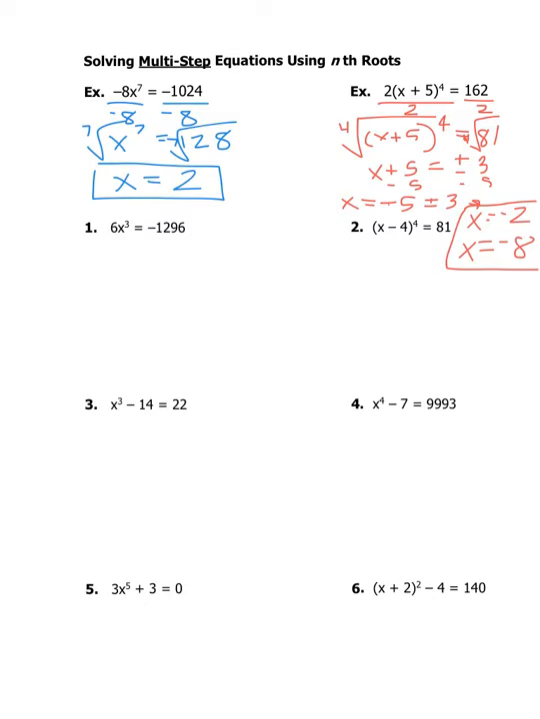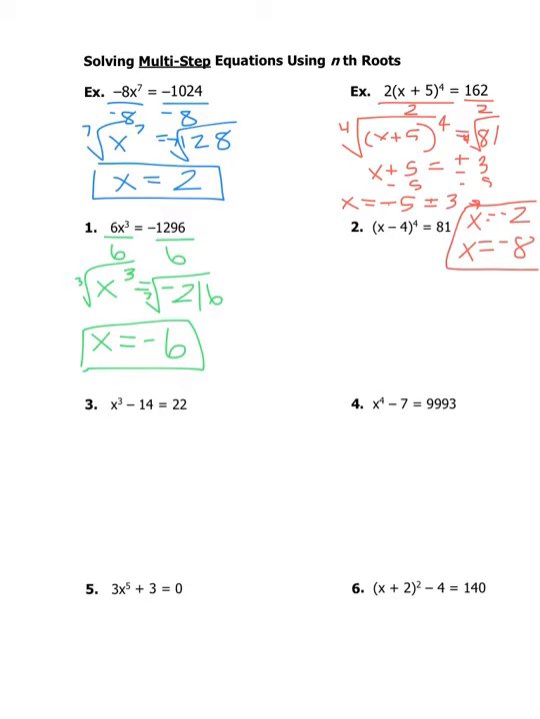Okay. For this one, number 1, I'll divide both sides by 6. I get x cubed is equal to -216. And then I'll go through and take the cubed root of both sides. And when I do that, x is by itself. It's an odd power, so there is only one root. I don't have to worry about a positive and a negative. And since the number I started with was negative, I'm left with x is equal to -6.